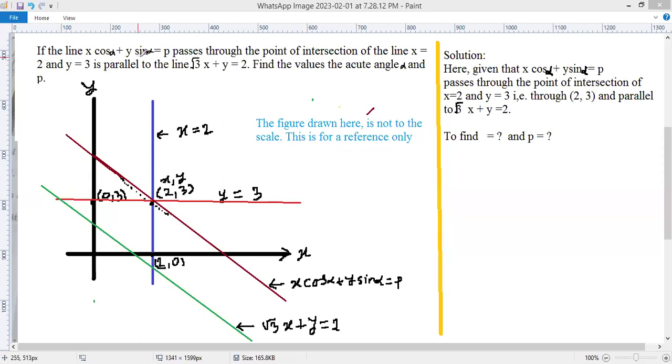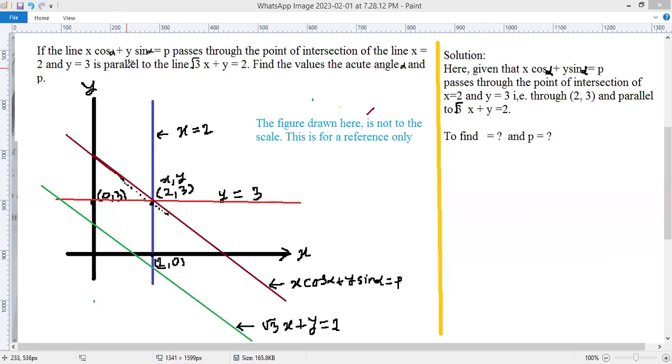If the line x cos alpha plus y sin alpha equals p passes through the point of intersection of the lines x equals 2 and y equals 3, and is parallel to the line root 3 x plus y equals 2, find the values of the acute angle alpha and the constant p. So you can see x cos alpha plus y sin alpha equals p is given in the perpendicular form of the straight line.